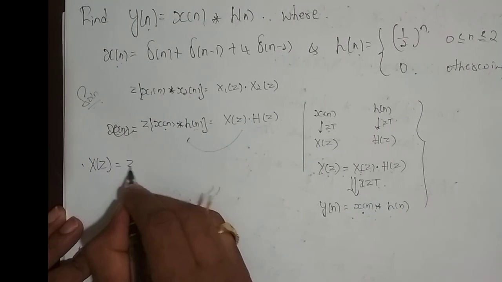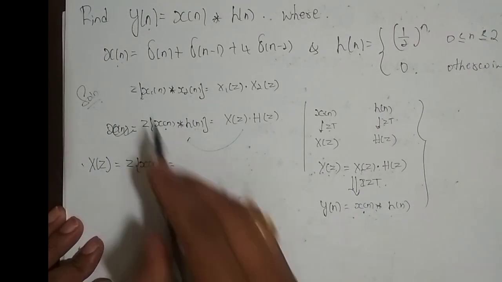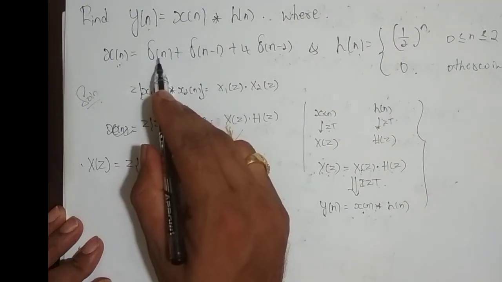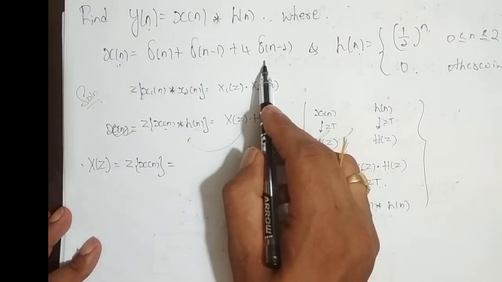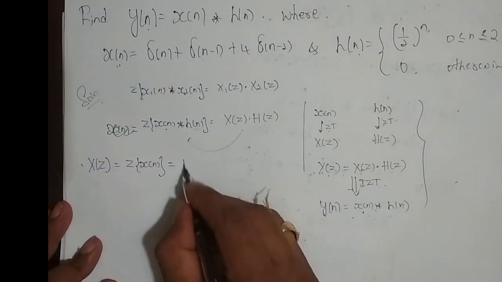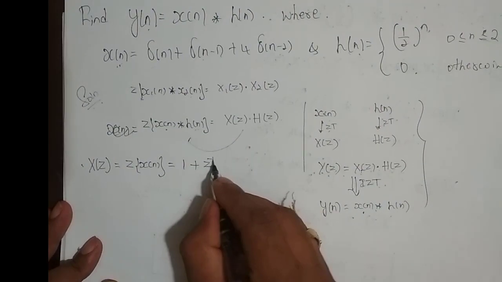What is x of z? It is the z transform of x of n. What is the z transform of x of n? This is nothing but the z transform of this, the z transform of this, and the z transform of this. What is the z transform of delta of n? It is 1. Plus, what is the z transform of delta of n minus 1? It is z power minus 1.